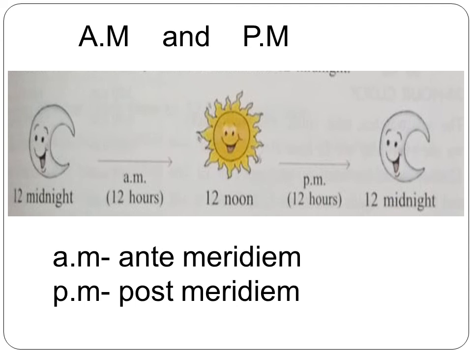The time from 12 noon to 12 midnight is the second half. These 12 hours are considered afternoon or evening hours. To show the time from 12 noon to 12 midnight, we write PM, that is post meridiem.